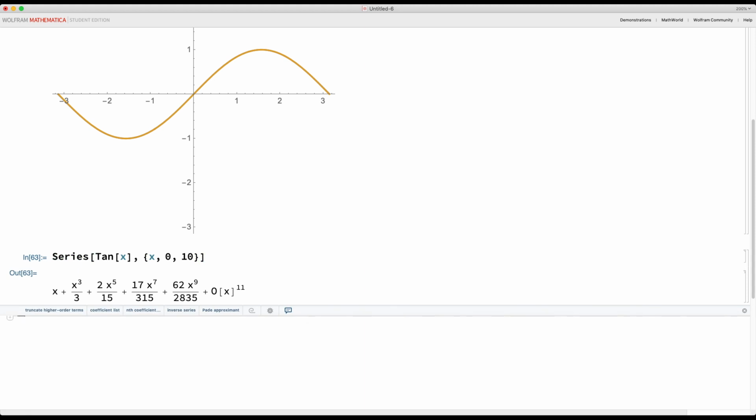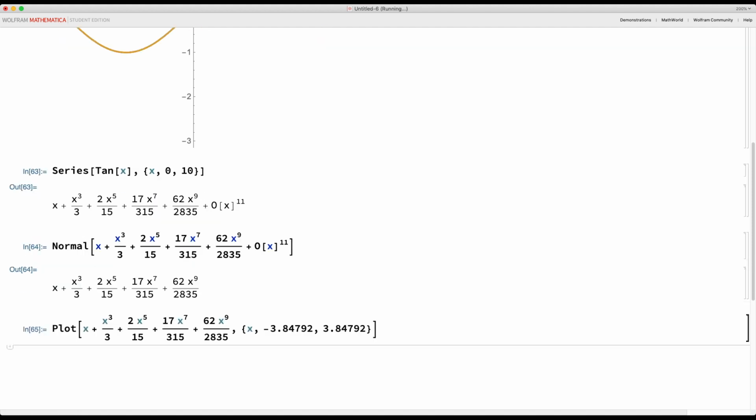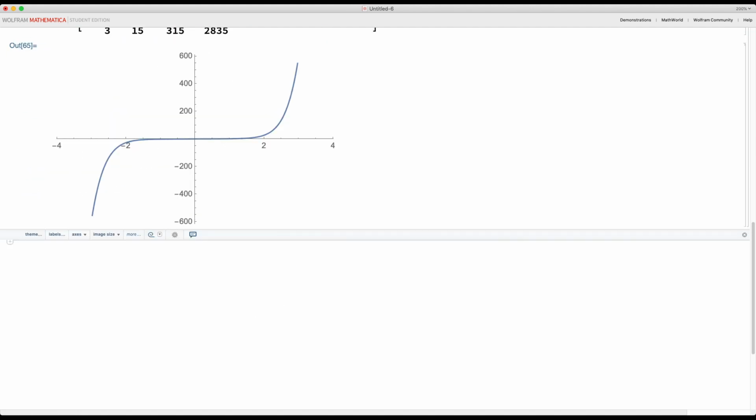Yeah, it gets kind of messy. But let me truncate the terms and let me plot it. Hey, that kind of looks like tangent. Yeah. So infinite polynomial foiling or long division is totally a thing. Isn't this fun? Well, it's another way to get a series for tangent, right?